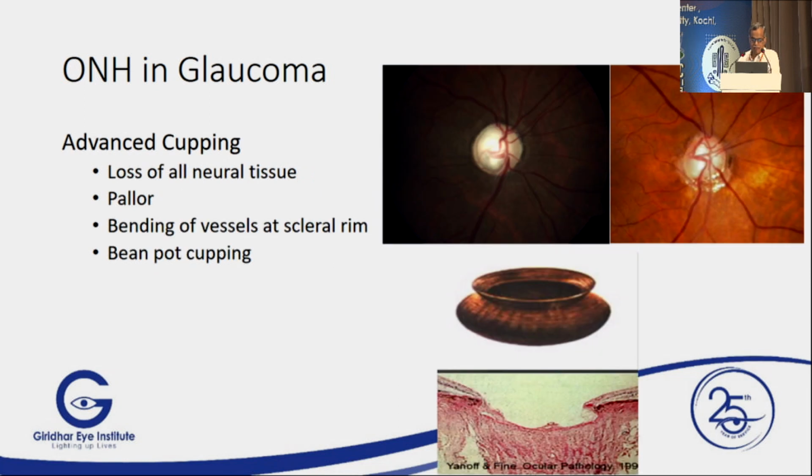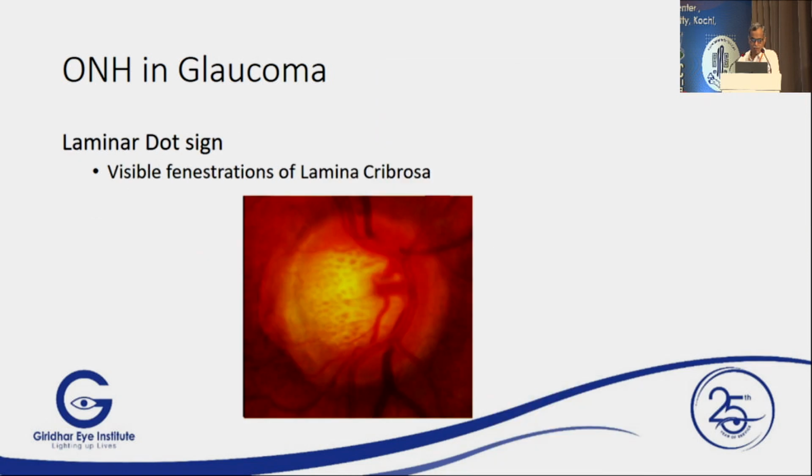In advanced cupping, there is loss of all neural tissue and the disc appears very pale because of lack of vascularity. Sharp bending of the major vessels is seen at the scleral rim. This is called bean pot cupping. Laminar dot sign is not characteristic of glaucoma. This is the visible fenestrations of the lamina cribrosa.